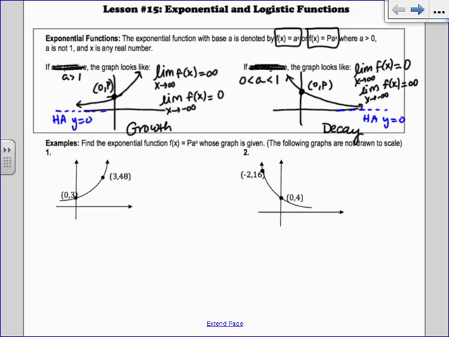All right, so these first examples say: find the exponential function f of x equals p a to the x whose graph is given. In Algebra 2, we always had very, very nice numbers. You may not have very nice numbers in pre-calc. So this first one is an example of one that's not really the nicest.